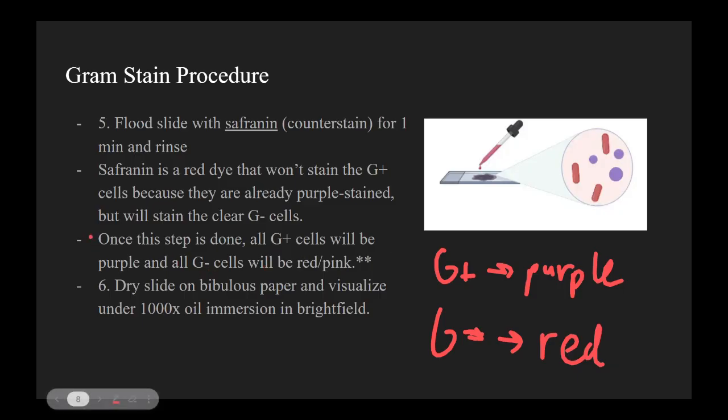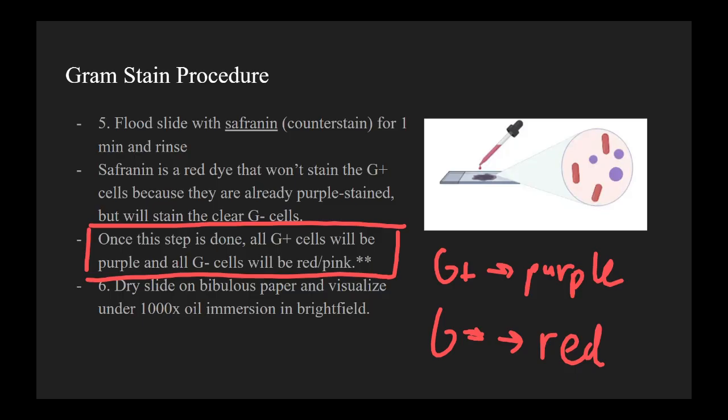And this is very important because you'll probably be given a microscope image with different colors of cells and be asked to tell which one's gram-positive, gram-negative, etc. The final step is to dry the slide on what's called bibulous paper. It's paper that absorbs water very well since we rinsed here, right? So we absorb all the water away, and then put the slide under 1000x oil immersion with the bright field microscope like we talked about in the microscope lecture.